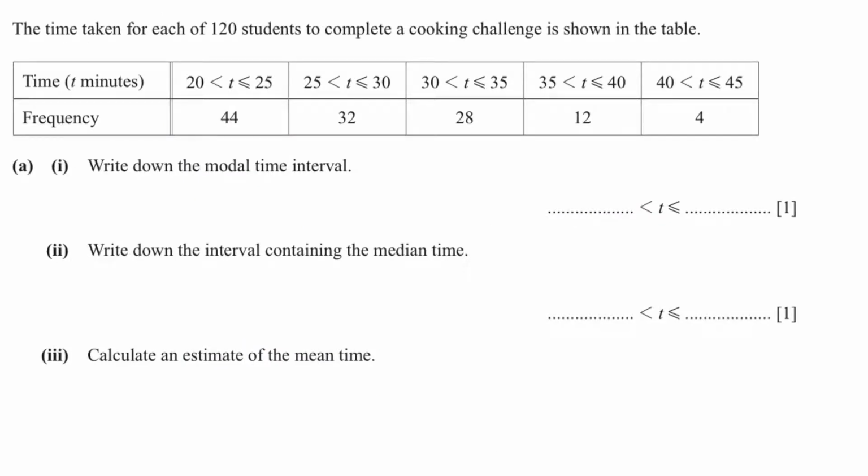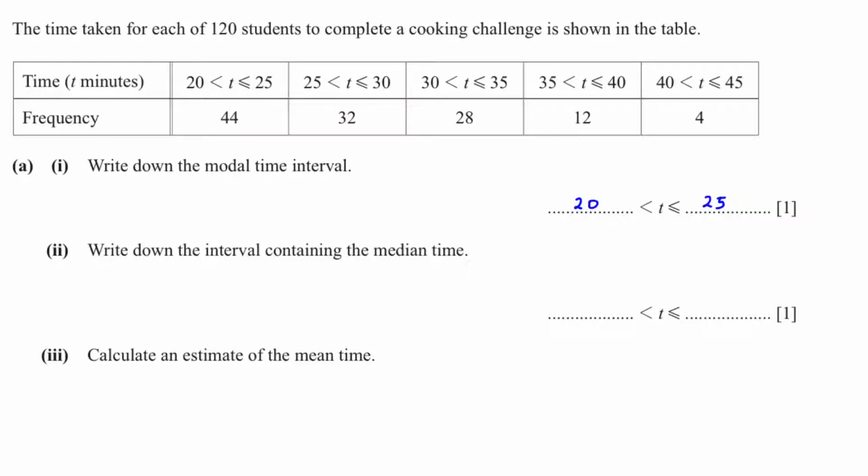This is a mean mode median question. The time taken for each of 120 students to complete a cooking challenge is shown in the table. So we have been given group data. A1, write down the modal time interval. Modal means the most repeated. So you look at the frequency, which is the most, 44. In which class interval? 20 to 25.